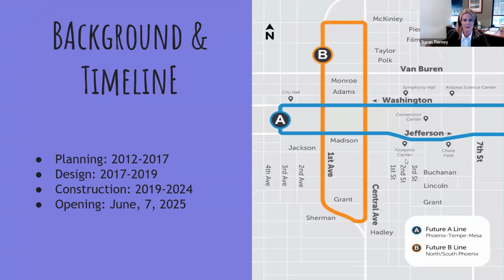So a little background and timeline. The downtown hub, which you see here in the orange and blue, the planning began in 2012 and went through 2017. The design occurred through 2019. Construction was a long period of time. In addition to this downtown hub, we're also talking about the 5.5 miles that go south. And so that construction was about a 5-year period. And then we are opening later in June of this year.